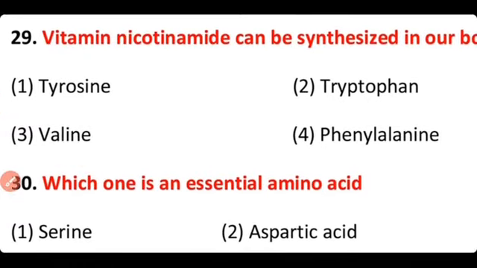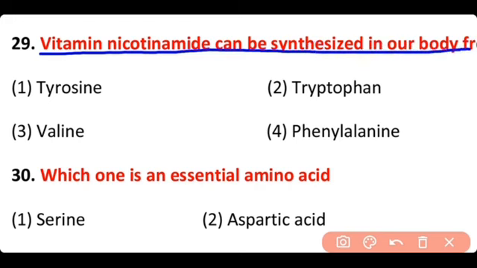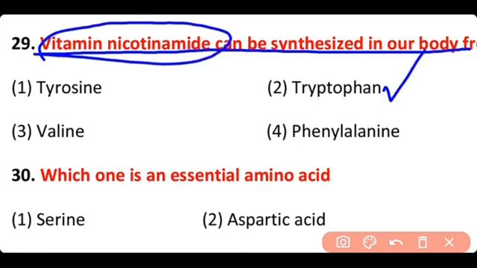Question number 29. Vitamin nicotinamide can be synthesized in our body from tyrosine, tryptophan, valine, phenylalanine. So the correct answer is option 2. Vitamin nicotinamide, which is the alternative name of vitamin B3, is synthesized from the amino acid tryptophan.